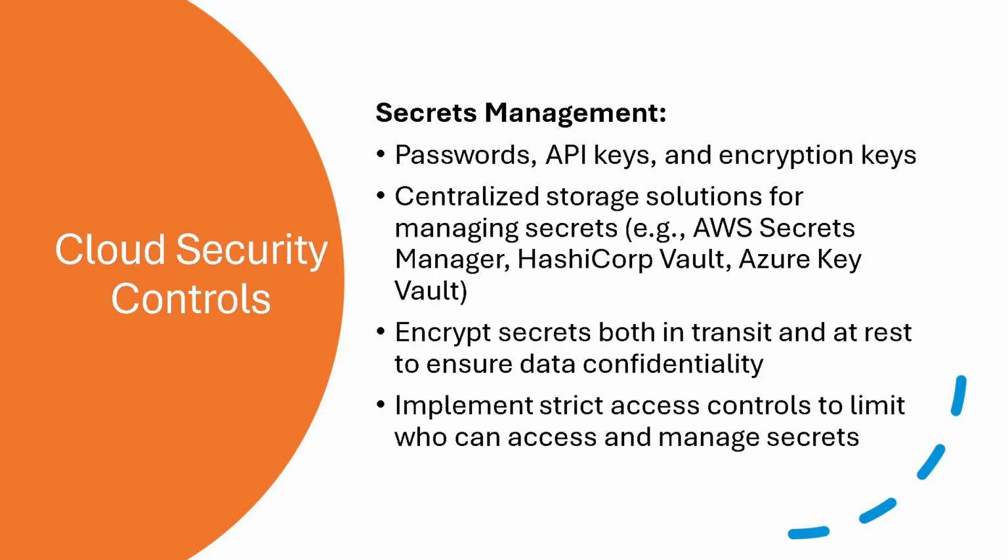Secrets management. These secrets may include passwords, API keys, and encryption keys. Some cloud service providers offer centralized storage solutions for managing these secrets, such as AWS Secrets Manager, Azure Key Vaults, and more. These secrets are encrypted both in transit and at rest to ensure data confidentiality. Strict access control is implemented to limit who can access and manage these secrets.